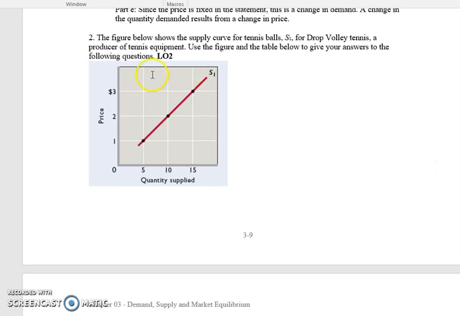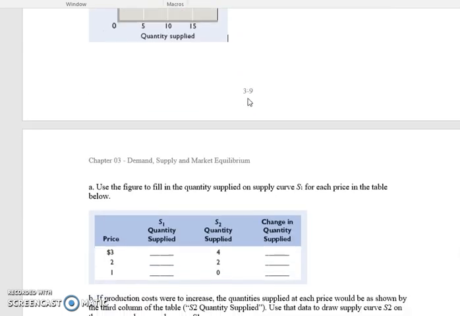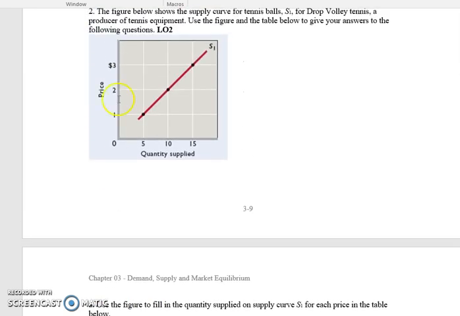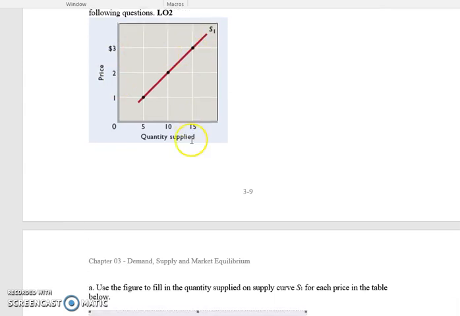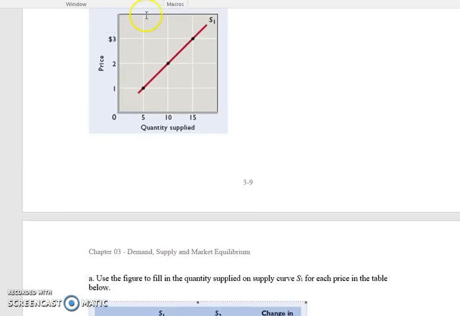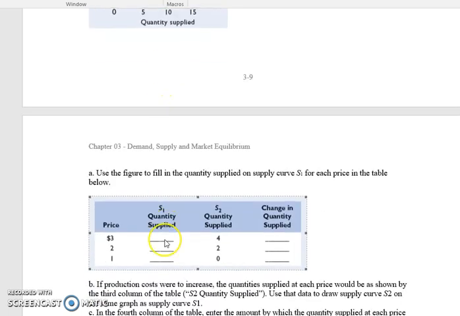Now use the figure below to give your answer to the following question. We take the information from this graph and go to the next graph, and we find that there is another supply curve, S2. Use the figure to fill in the quantity supplied on supply curve S1 for each price in the table below. When price is $3 for S1, what is supply? Price is $3 for S1, supply is 15. So we will put 15 here. And on the first row, for S2, we will put 15 here. Then in the second, we will put 10. Look at that. Price is 2, S1 is 10, right? So we put 10.